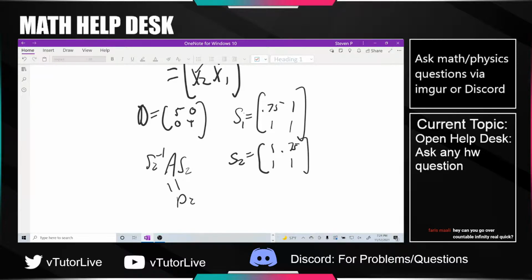Can I go over countable infinity? I guess so. What are you trying to ask? Like, the short answer is that you can just put it in bijection with the natural numbers.